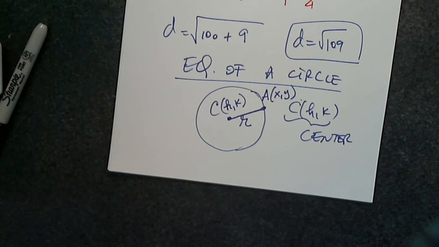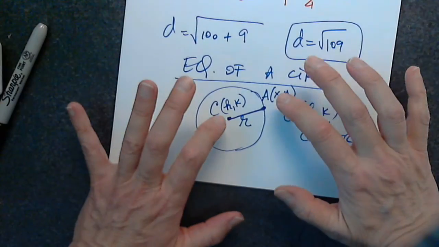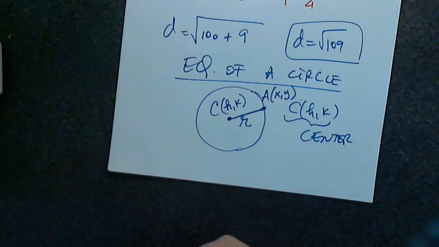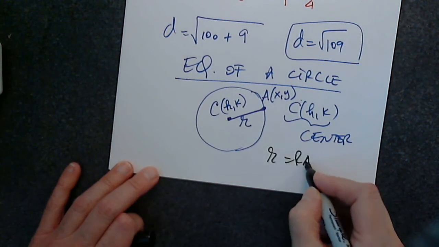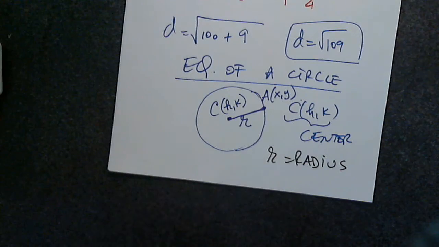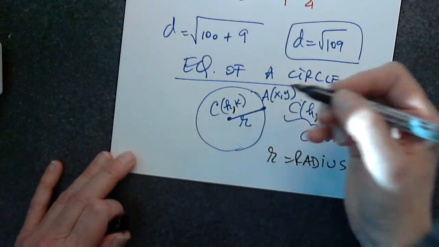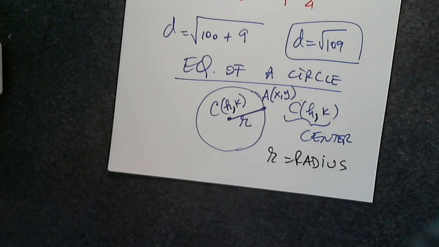Now, let me know if you agree with my next statement. I claim that the distance between A and C equals R. So in the parentheses, is that h comma k? Yes. Thank you. h is the x coordinate, k is the y coordinate.